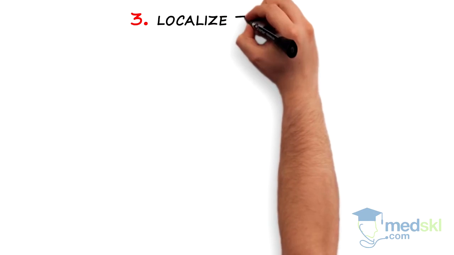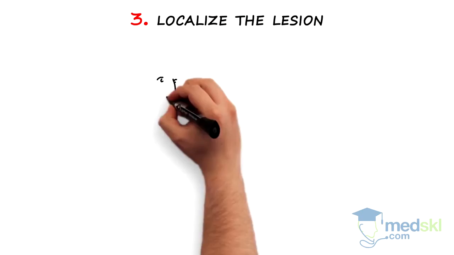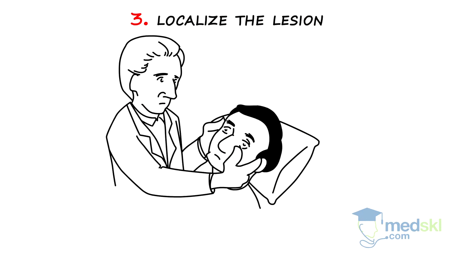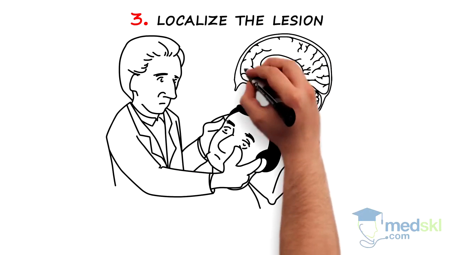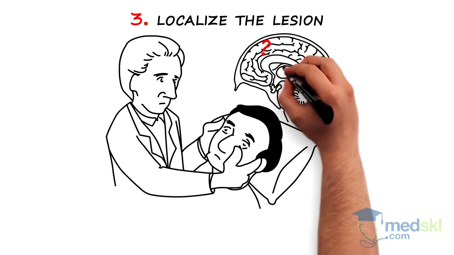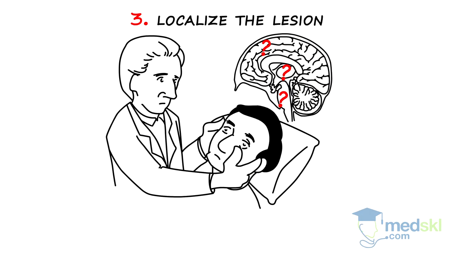3. Try to localize the lesion through the history and examination. Is there evidence of involvement of the bilateral cerebral hemispheres, the thalamus, or the brainstem? Examine for the response to pain and the brainstem reflexes.